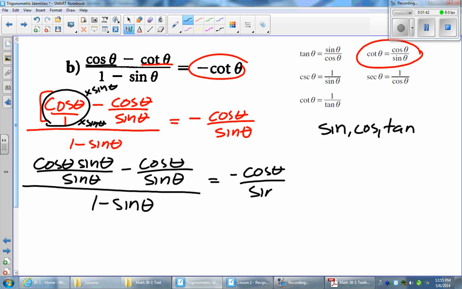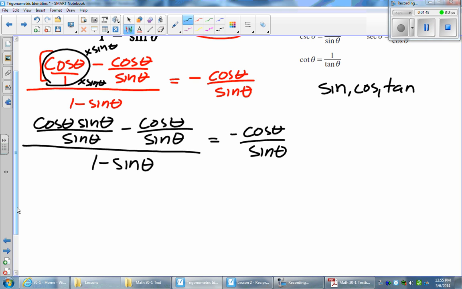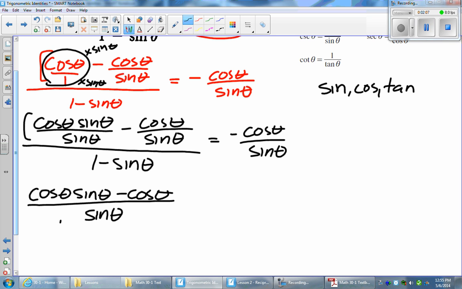Now, I can't play around with the right-hand side too much. That's as far as I can go with that. So let's go ahead and manipulate the much bigger side, which is obviously the left-hand side. As you can see here on the top, both these fractions can now be combined into one because we have the same denominator. So what we have now is cosine theta sine theta minus cosine theta all over sine theta, the common denominator, and we're still dividing by this binomial.